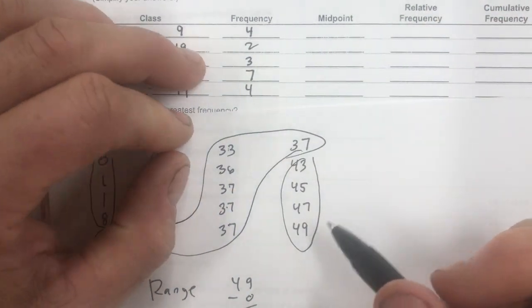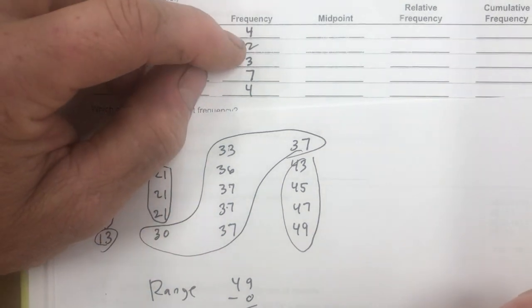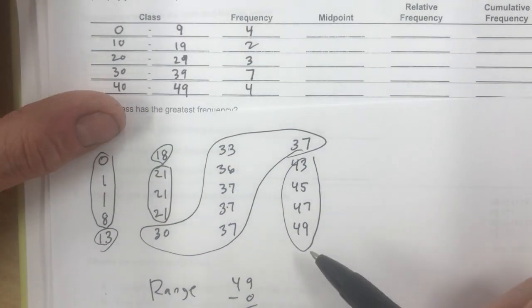Okay, and then I'm just going to double check. See, I got 20 numbers here altogether. So 4 plus 2 is 6, 9, 16, 20. All right, adds up right.